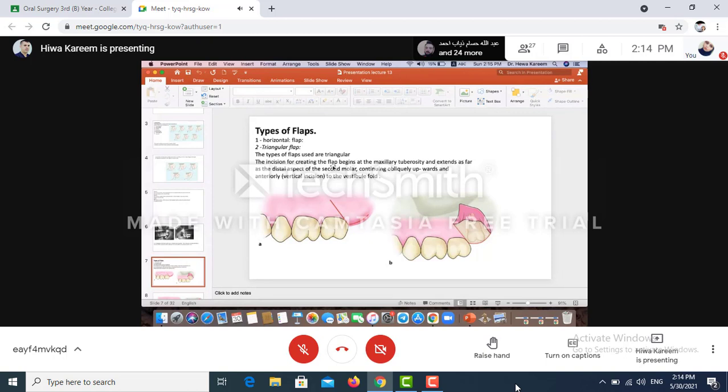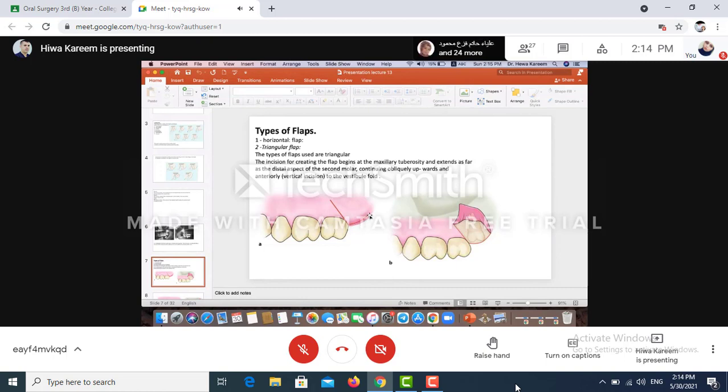Surgical approach for impacted third molar. We have two types of flap: horizontal flap and triangular flap. This one is the envelope flap. The types of flap for the upper third molar: first one, second one, triangular.